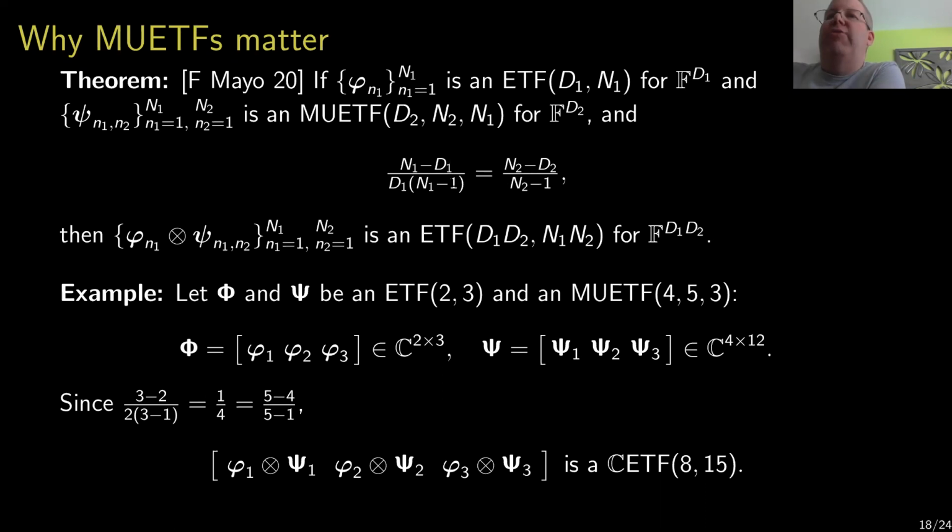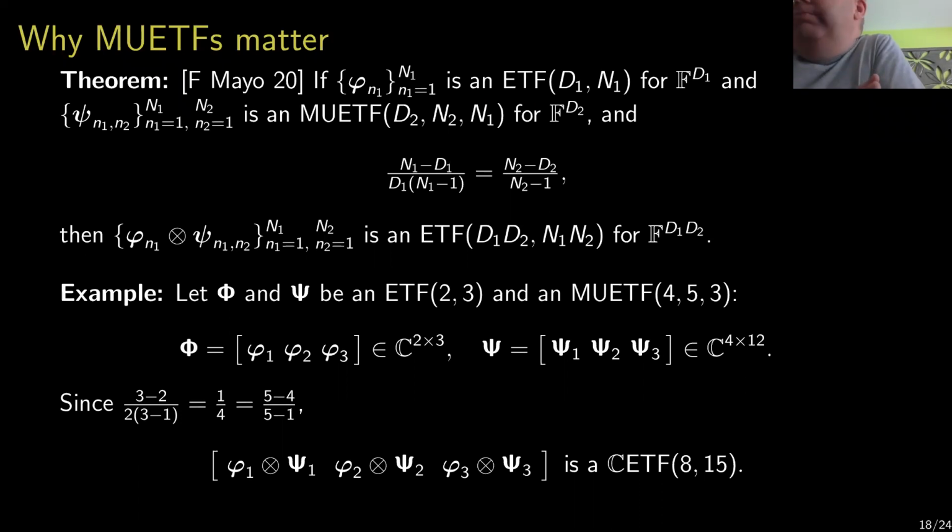When I work out either side of this equation, I get 1/4. And so I can take the first feed, tensor it with the first side, the second feed, tensor it with the second side, the third feed, tensor with the third side. Each one of those is a 2x1 tensored with a 4x5. So each one of them is an 8x5. And I put them next to each other, and what I get down here is then an 8x15. And it turns out that that's going to be an ETF.